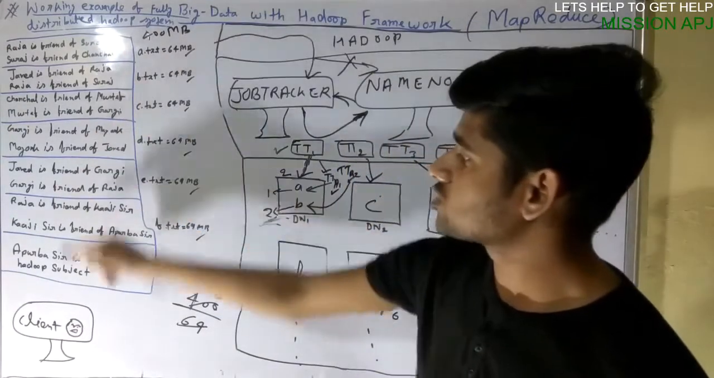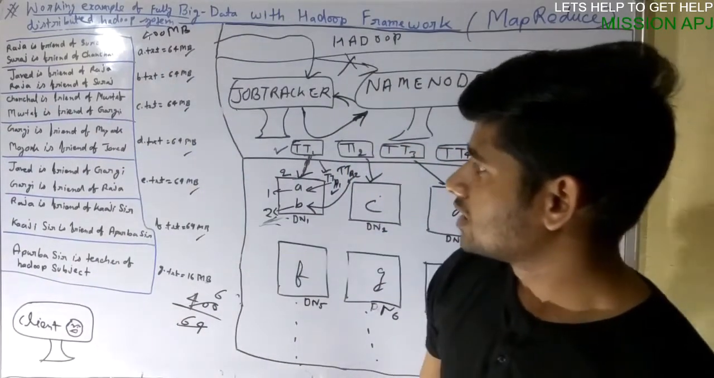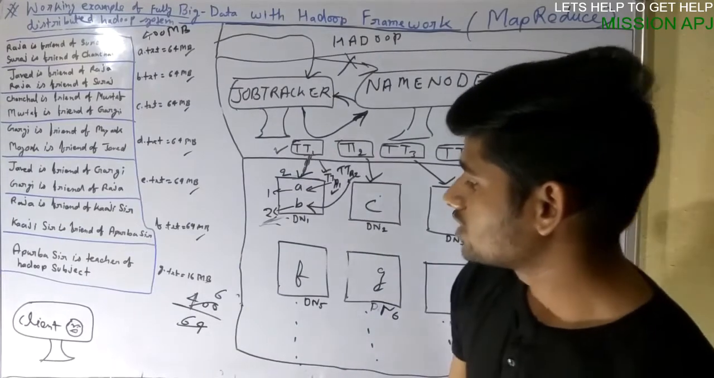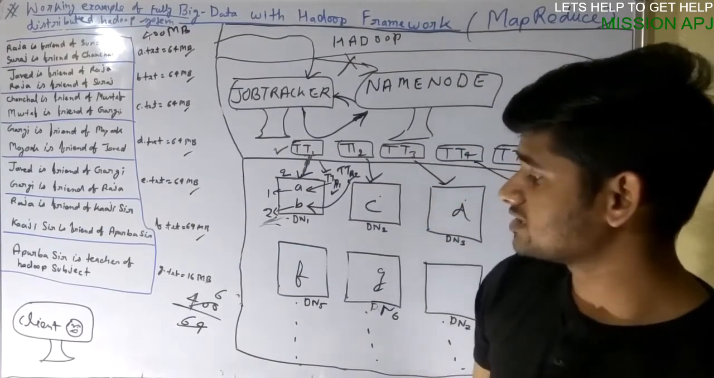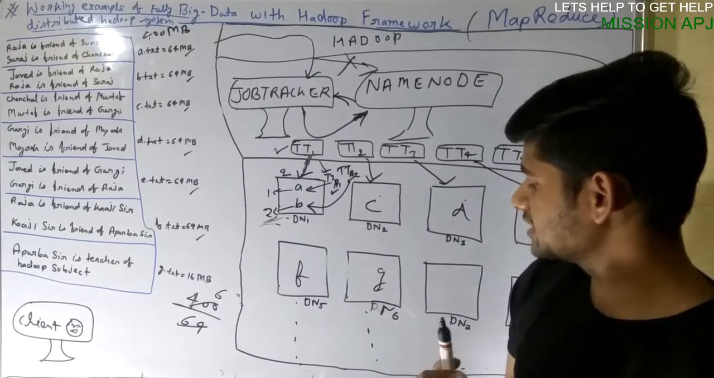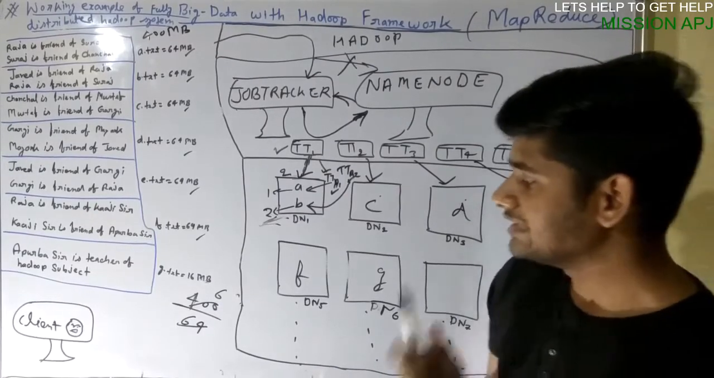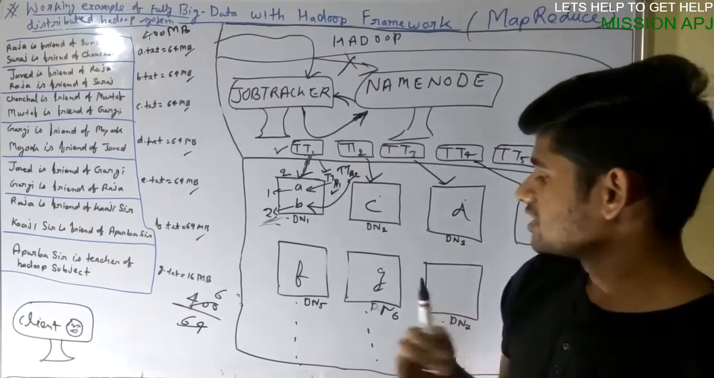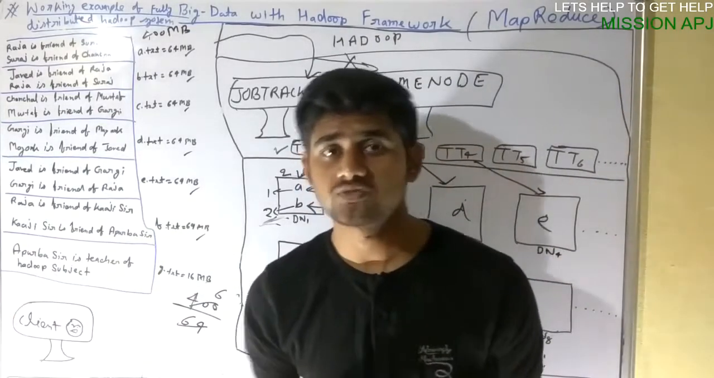Okay, now there are lots of words that appear. Raja is a word, Suraj, Chanchal, Javed, Mustaf, Gargi, Apurva sir, Kazi sir, is, friend, of. These are all different words. We need to count them.